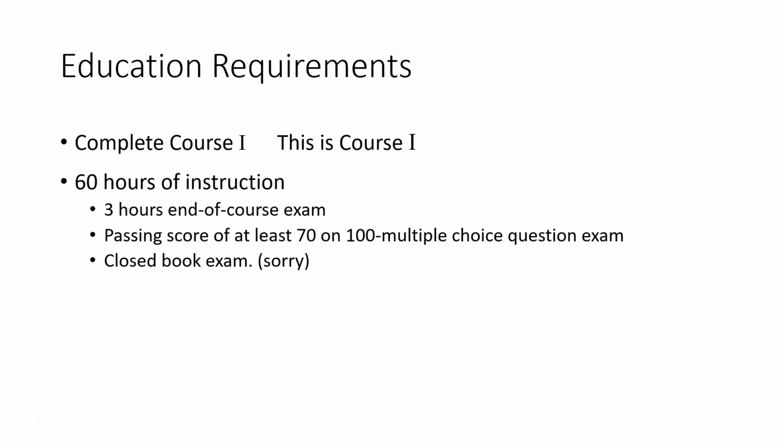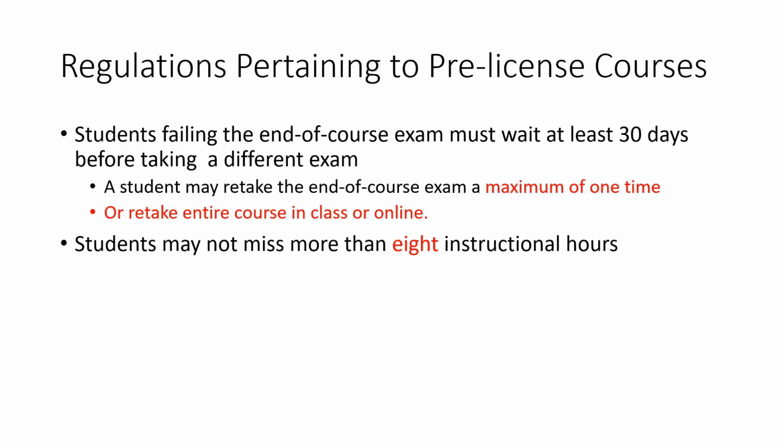This is course 1, which is a sales associate course, so you have to complete this course, and it's 60 hours of instruction plus a 3-hour end of course exam and a passing score of at least 70 on the 100-question multiple choice exam, and it's closed book. Regulations pertaining to pre-licensing courses: students failing the end of course exam must wait at least 30 days before taking a different exam, or the student may retake the end of course exam a maximum of 1 time, or retake the entire course in class or online. You may also not miss more than 8 hours of instructional hours, otherwise you will not be allowed to take the final course exam.